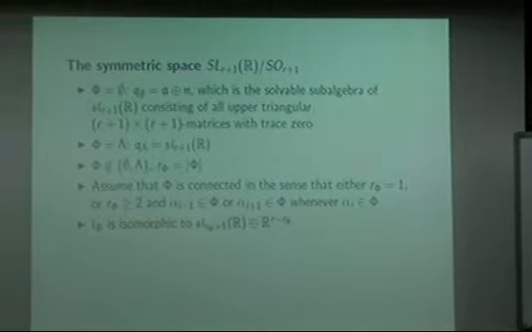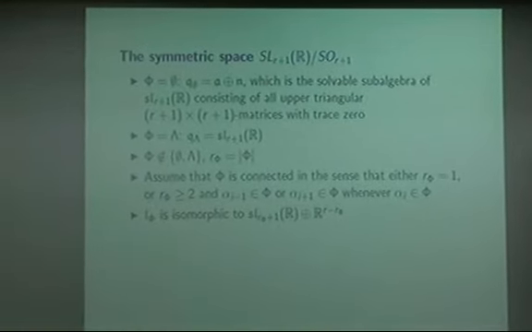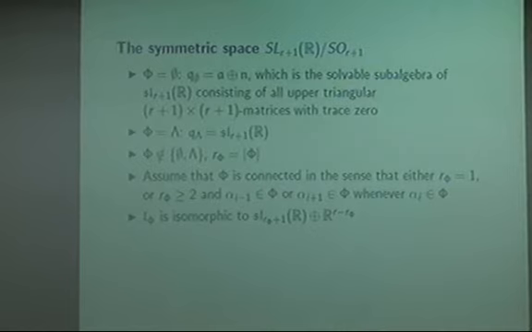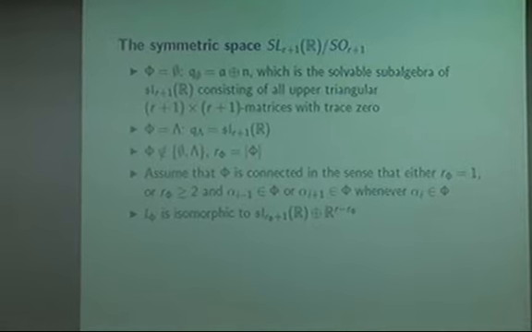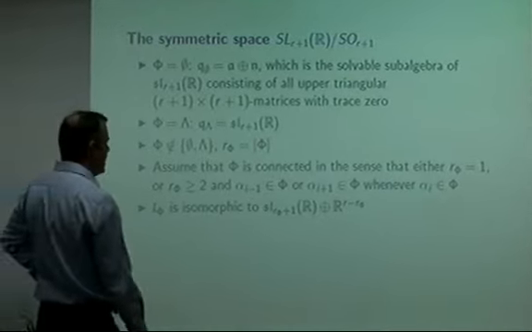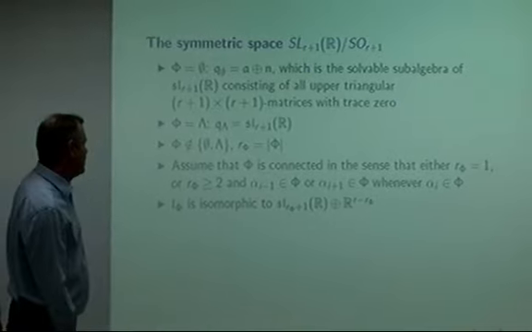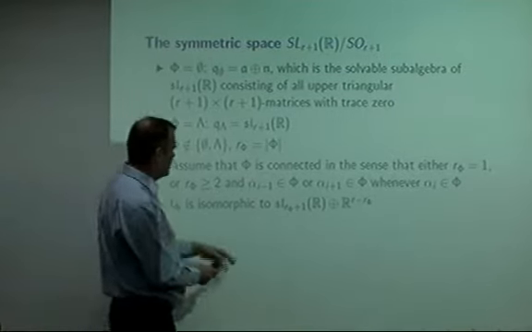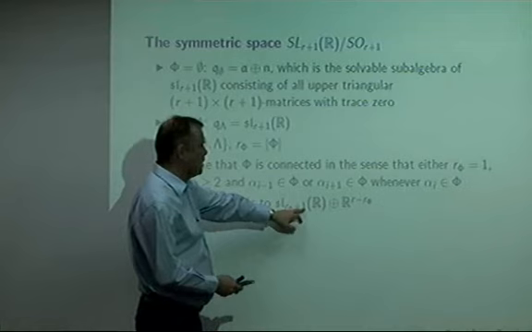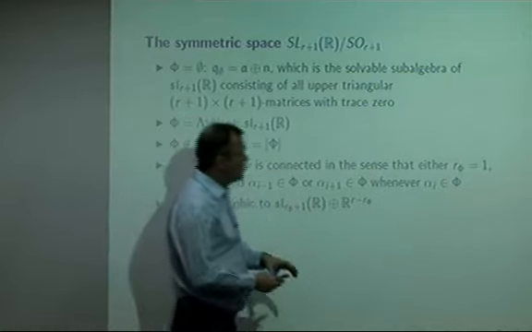So what do we get? One does this construction, puts all the root spaces together. What one gets is a special linear algebra of the corresponding dimension, dimension r phi plus 1.